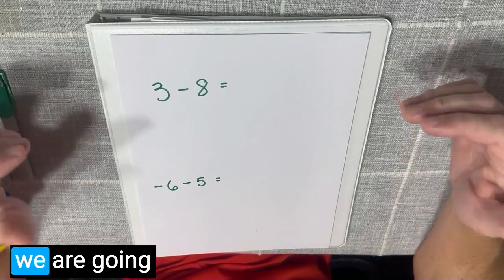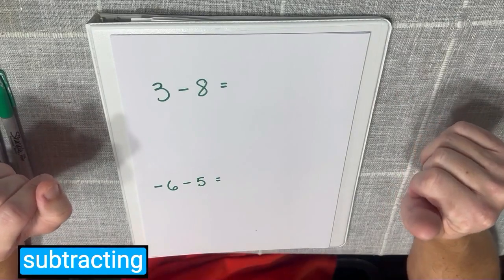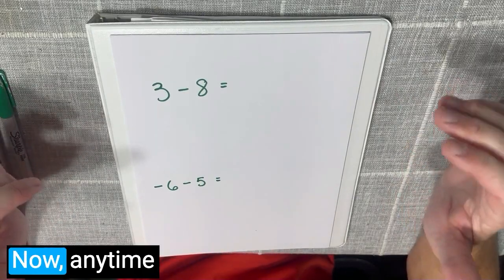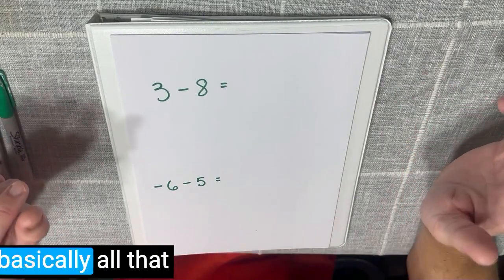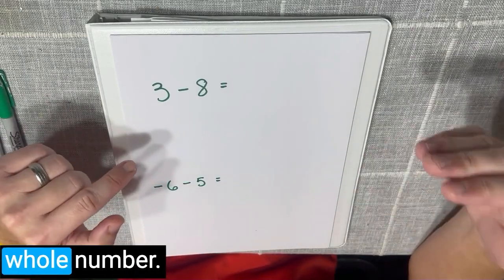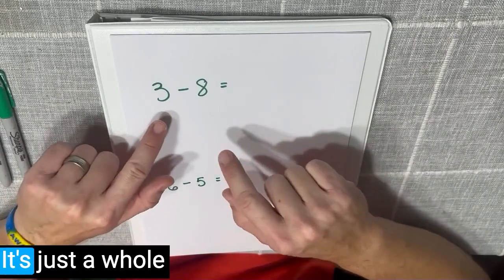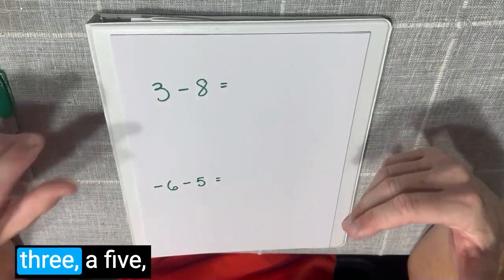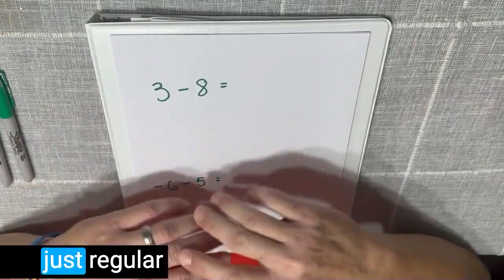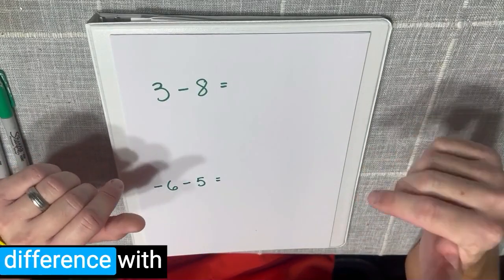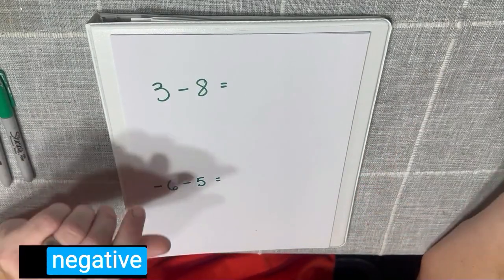And today we are going to be doing adding and subtracting integers. Now, anytime we say integers, basically all that we mean is just talking about a whole number. So we're not talking about fractions, no decimals. It's just a whole number, a number like a 3, a 5, 6, just regular whole numbers. But the difference with an integer is that it could be positive or negative numbers.